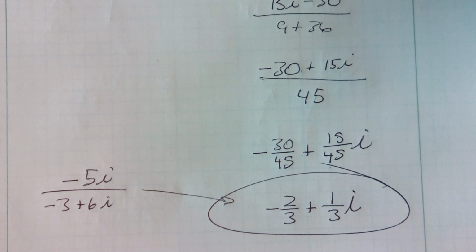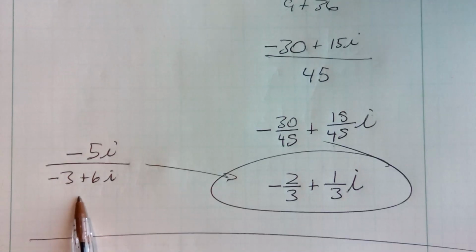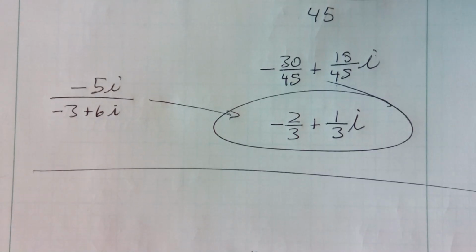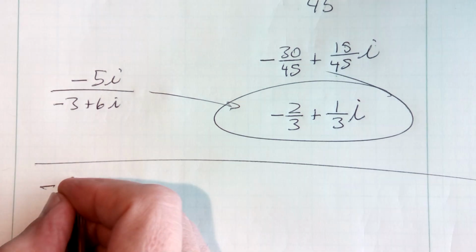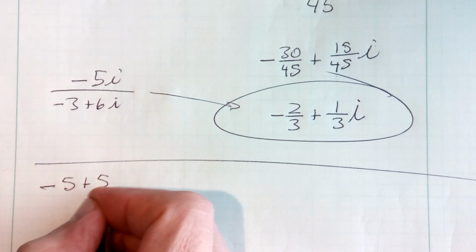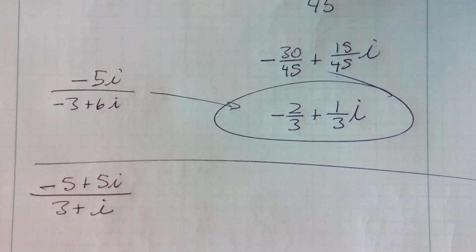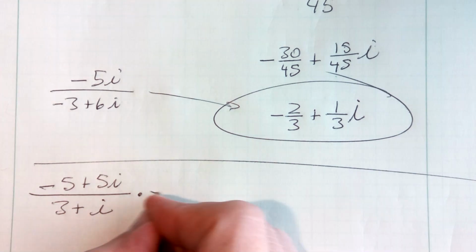Let's do another one. Notice, sorry, I'm going to keep moving around a lot. This one only had one term on the top. The most complex ones you're going to get is going to have two terms. You might have something like negative 5 plus 5i over 3 plus i. Again, we have two complex numbers, one of them divided by the other. The i's do not cancel. Don't separate that into 5 over 3 and 5i over i. You can't do that.